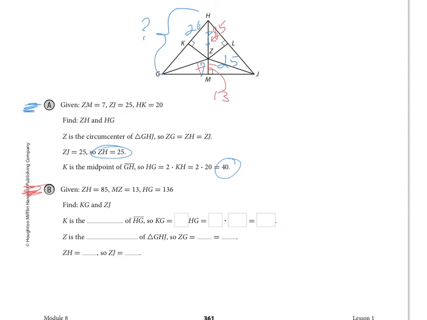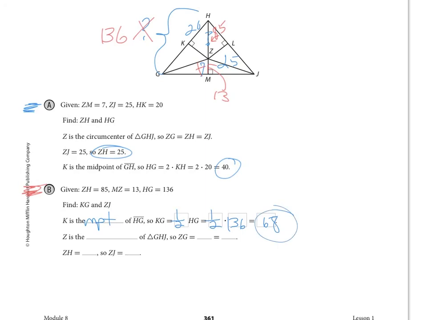And that HG is 136. This time we know this entire length of the segment is 136. And so what we are asked to find here are KG and ZJ's values. So K is, by definition of a perpendicular bisector, the midpoint of side HG. So that means that KG is equal to half of the length of HG. And so that's half of 136, so KG has to be 68. There's our first value.